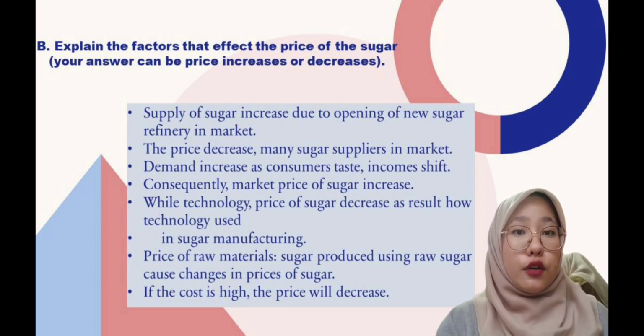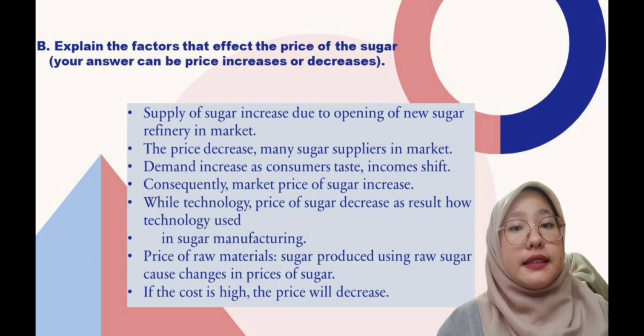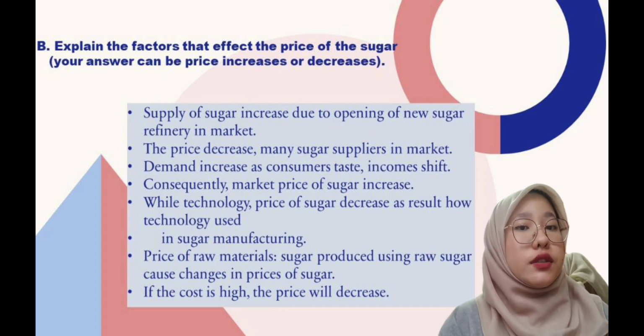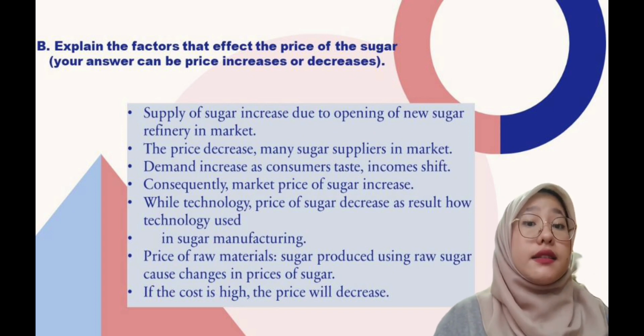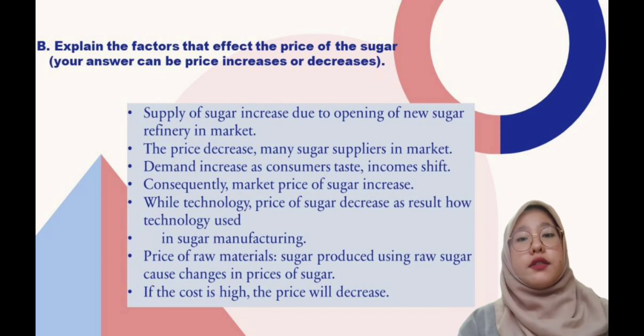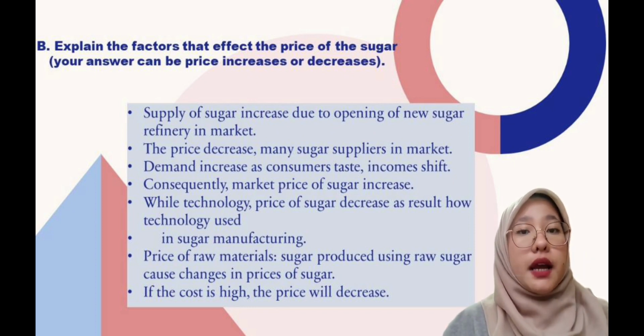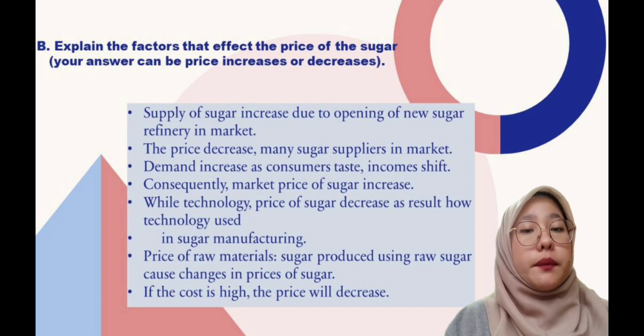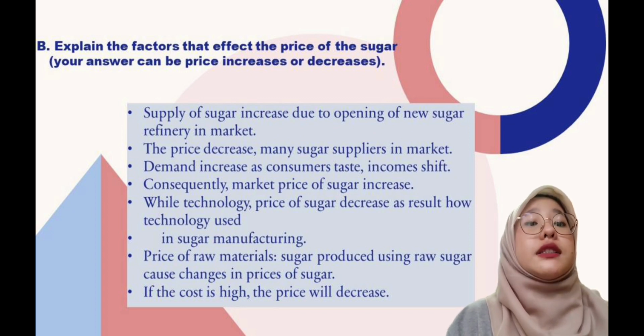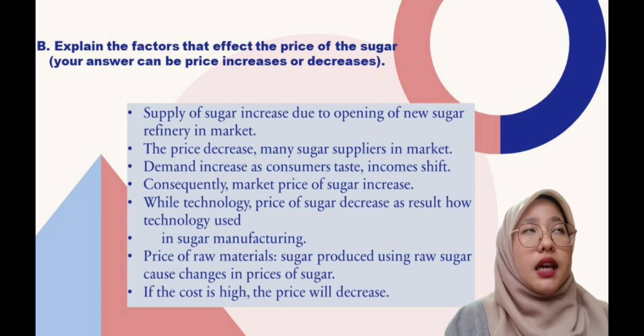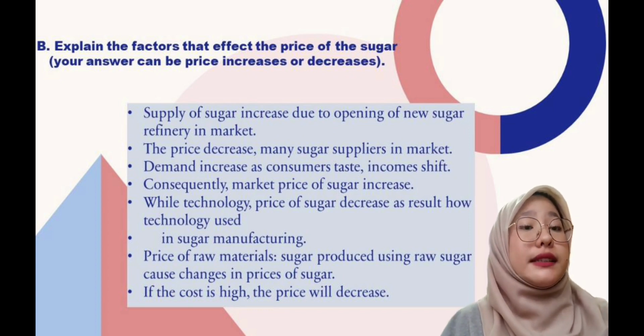Next is technology. The price of sugar will decrease as a result of how technology is used in the sugar manufacturing. This is a result of the low cost of producing sugar to supply the market. And the last is price of raw material. The sugar produced using raw sugar can cause change in the price of the sugar. If the cost of refined sugar is high, then the price of sugar will decrease.